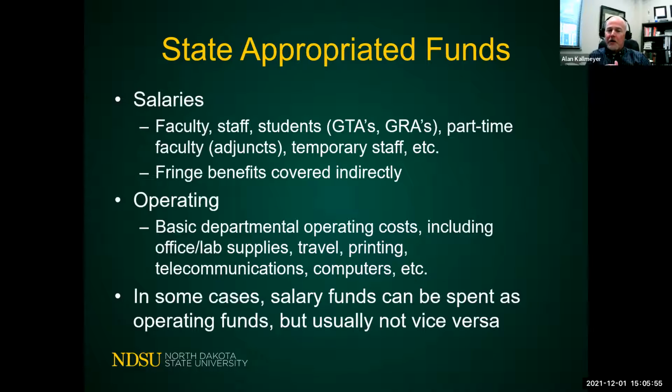Now, also, there you can do a little bit of transferring if you have some savings, say in the salary funds, and you want to shift those into operating. Usually, you can get away with some of that. You can spend salary funds as operating. It's not quite as easy to go back the other direction, to take operating funds and use them for salaries. Not to say it can't be done, but it usually requires a few more levels of authorization to do that. But you do have a little bit of flexibility between those two categories of your appropriated funds.